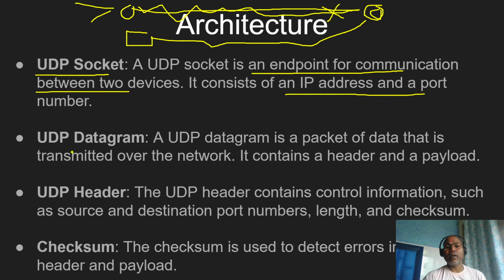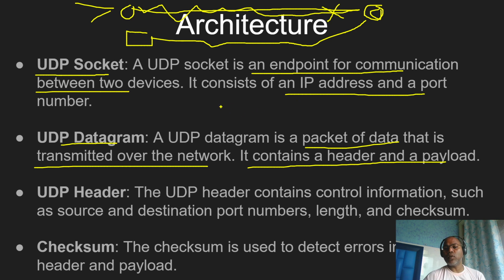And similarly, like in TCP we call it a segment. Here it's a datagram. A datagram is a packet of data that is transmitted over the network, and it contains a header and payload. The header contains control information like source IP, destination IP, length, and checksum. The checksum is to detect errors in the UDP header and payload.